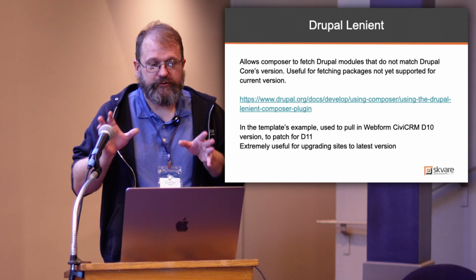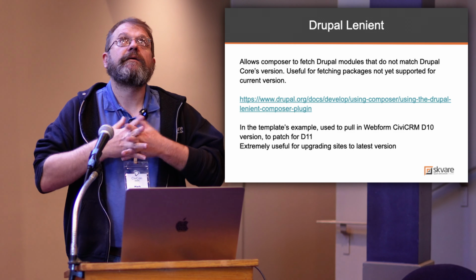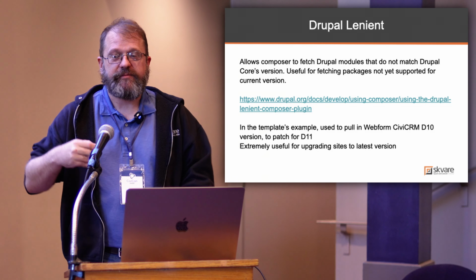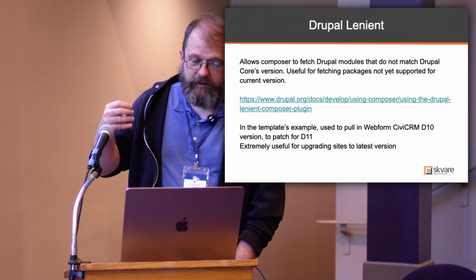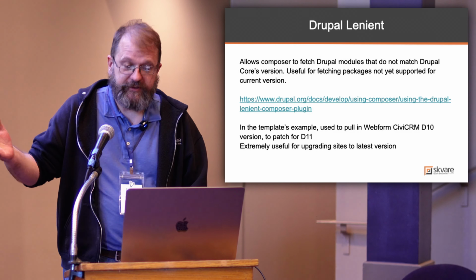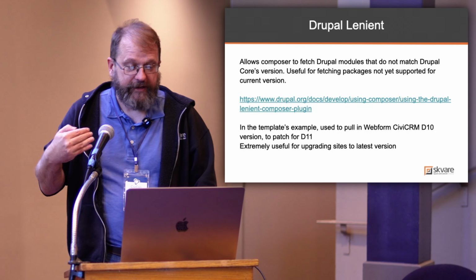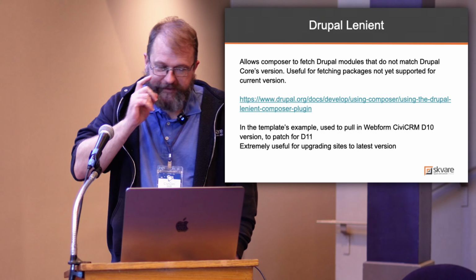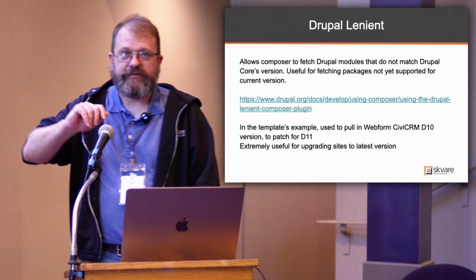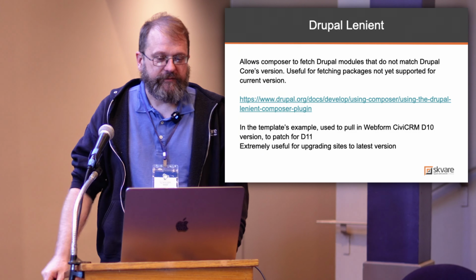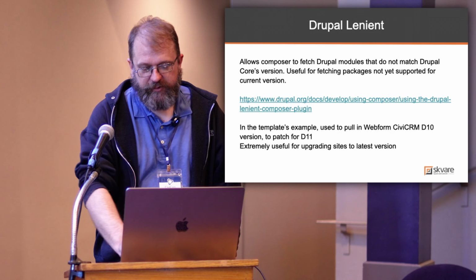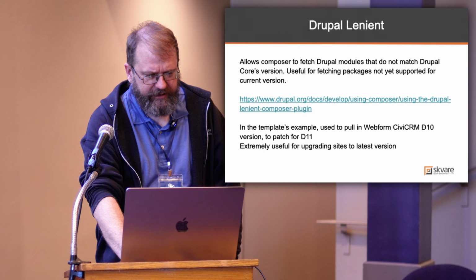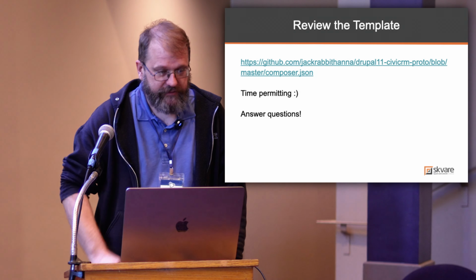I want to share this tool, Drupal Lenient. This allows you to fetch packages that may not meet the constraints. So maybe you're using Drupal 11, but your module that you want to use only supports Drupal 10 at this time. So Composer will say, nope, I can't download it. But this will allow you to download it so you can patch it so you can get it going. So if you're upgrading a site from 10 to 11, you've got 100 modules to figure out. Maybe one of them doesn't have it. That shouldn't block you from upgrading your site or moving forward. So it's really simple to use. You can check that link. It's 3 commands. And there's the link to this repo again.